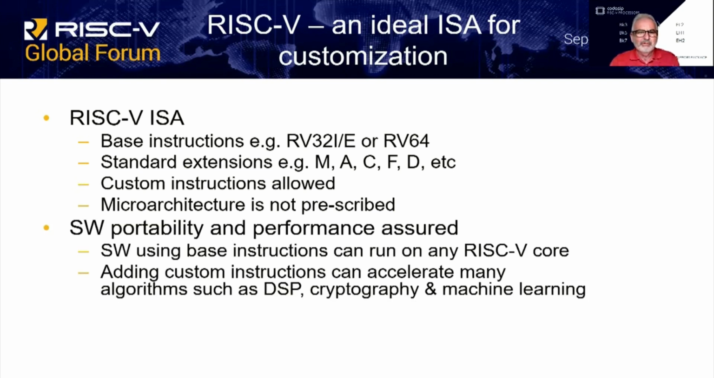RISC-V has the other benefits that if you have software using the base instruction set, you can run on literally any RISC-V core, meaning that the ecosystem can grow very quickly. But if you add custom instructions, you can be assured of good performance. General purpose processors do not always run certain algorithms well. And for applications such as DSP, cryptography, and machine learning, it's possible to add custom instructions in order to improve performance.